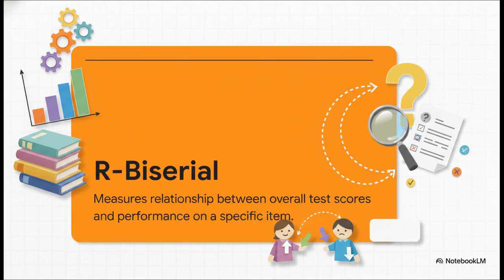But simply put, this metric tells us if the exact same students who are doing well on the whole test are the ones getting this specific question correct. It is fundamentally just a check for consistency. If an exam is well designed, a student who scores a 95% overall should theoretically have a much higher probability of getting, say, question number 4 right compared to a student who scores a 40% overall.